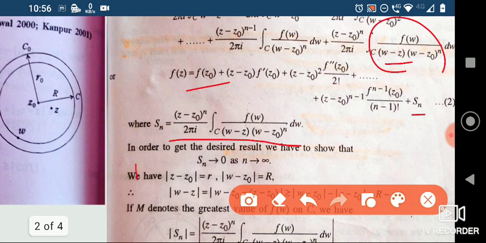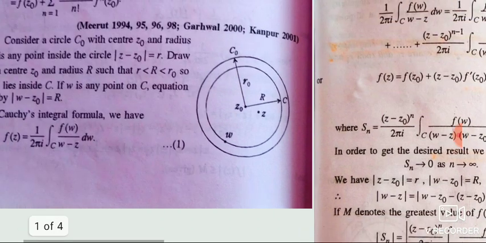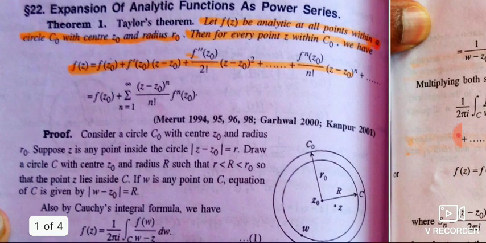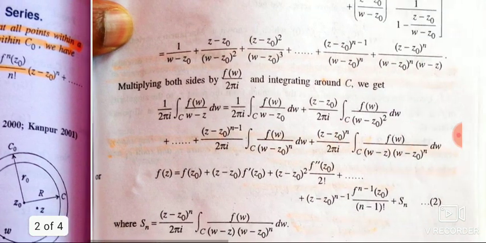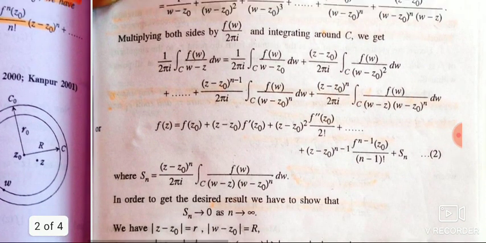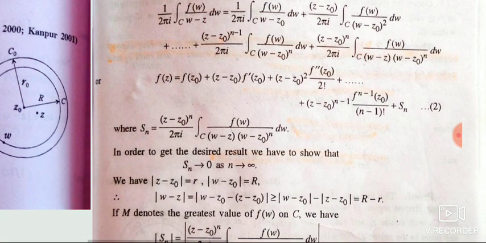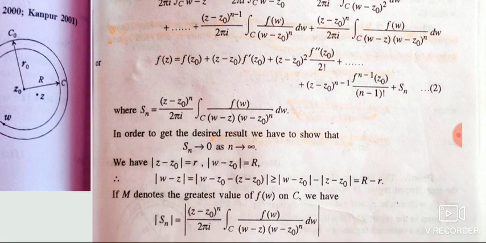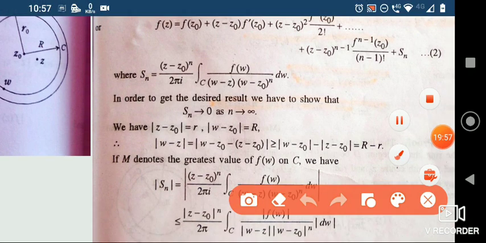So in order to get this desired result, what is the desired result? This is the one, plus it will go till infinity, but we don't have infinity here, right? We got some Sn here. So to get the desired result, we have to show that this Sn tends to 0 as n tends to infinity. This Sn tends to 0 as n tends to infinity. So we'll do some adjustment now.